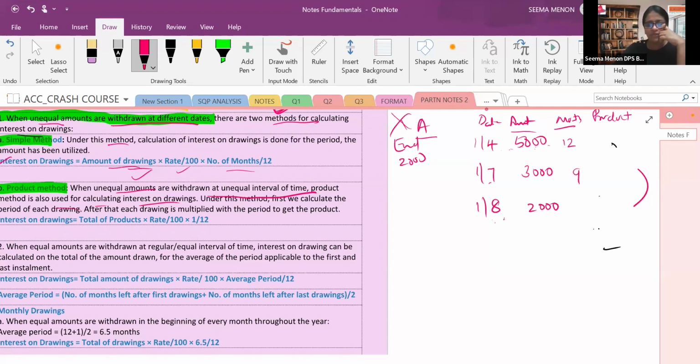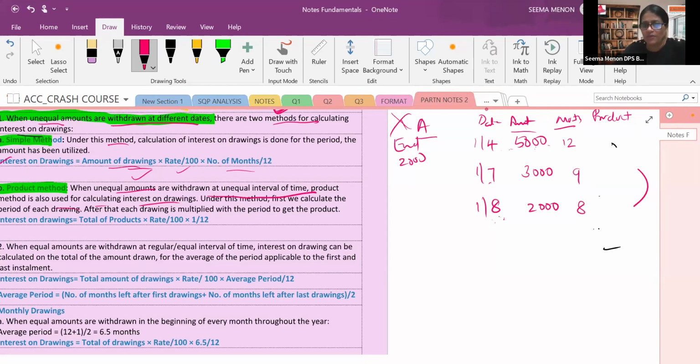You are withdrawing on 1st August. So how many months will be there? August, September, October, November, December, January, February, March. How many months? 8 months.